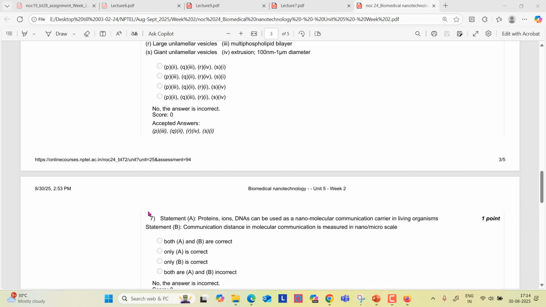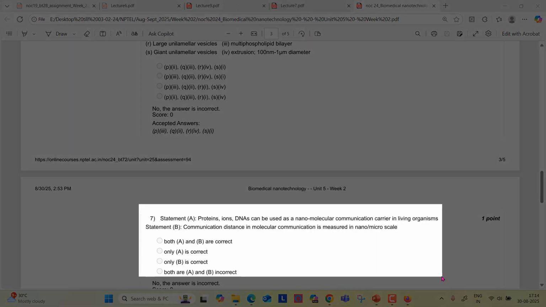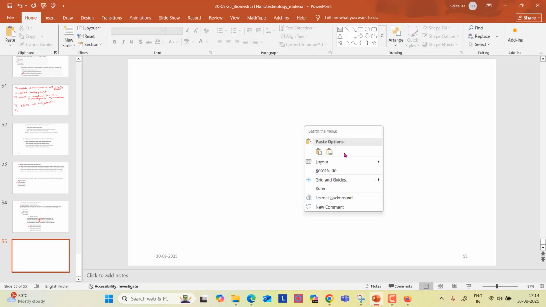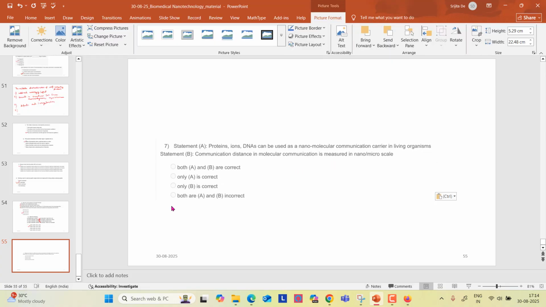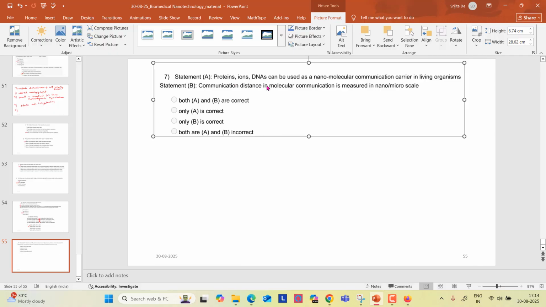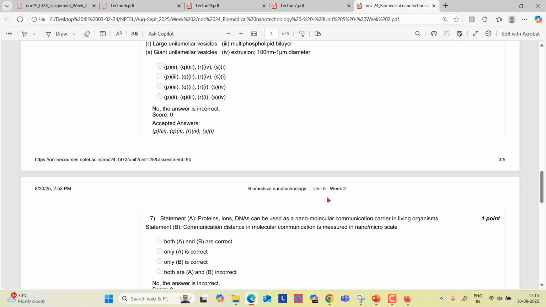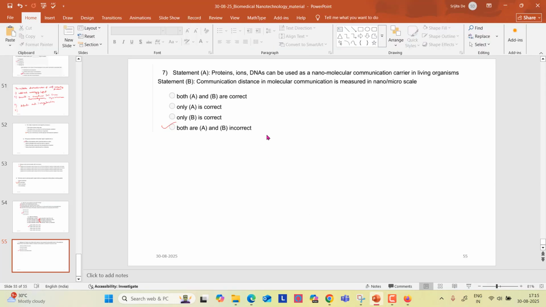Next, the question is statement A: proteins, ions, DNAs can be used as nanomolecular communication carriers in living organisms. Statement B: communication distance in molecular communication. Both are correct. We have done this. Both A and B are correct. You picked the wrong one. First option. Okay, yes.